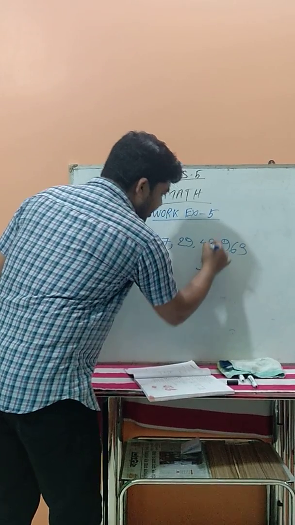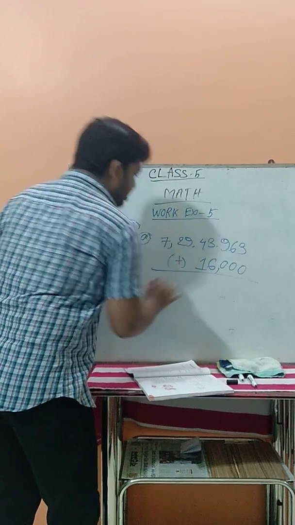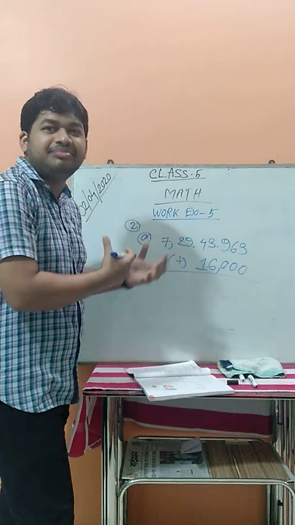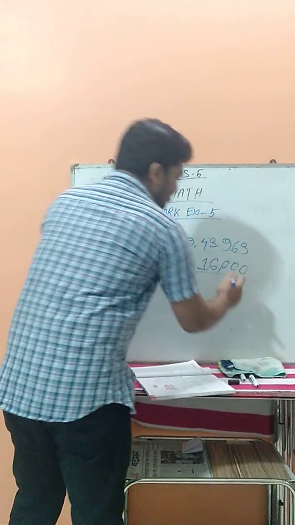So it's the 1,000 place. So 16,000 you have to add with it. Now add both the numbers. More than, more is, less than means subtraction. Is the more is written, so you have to add it. Now add this number.